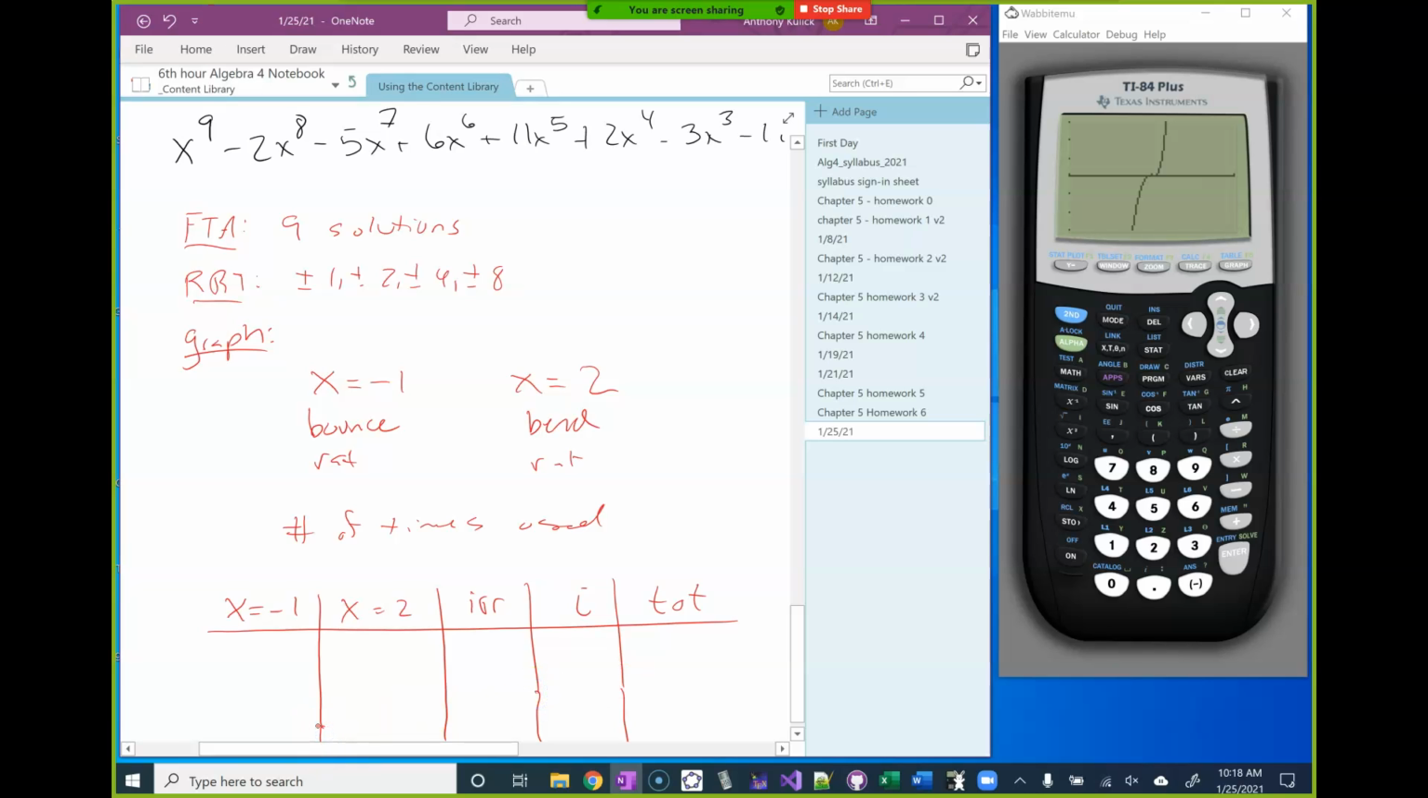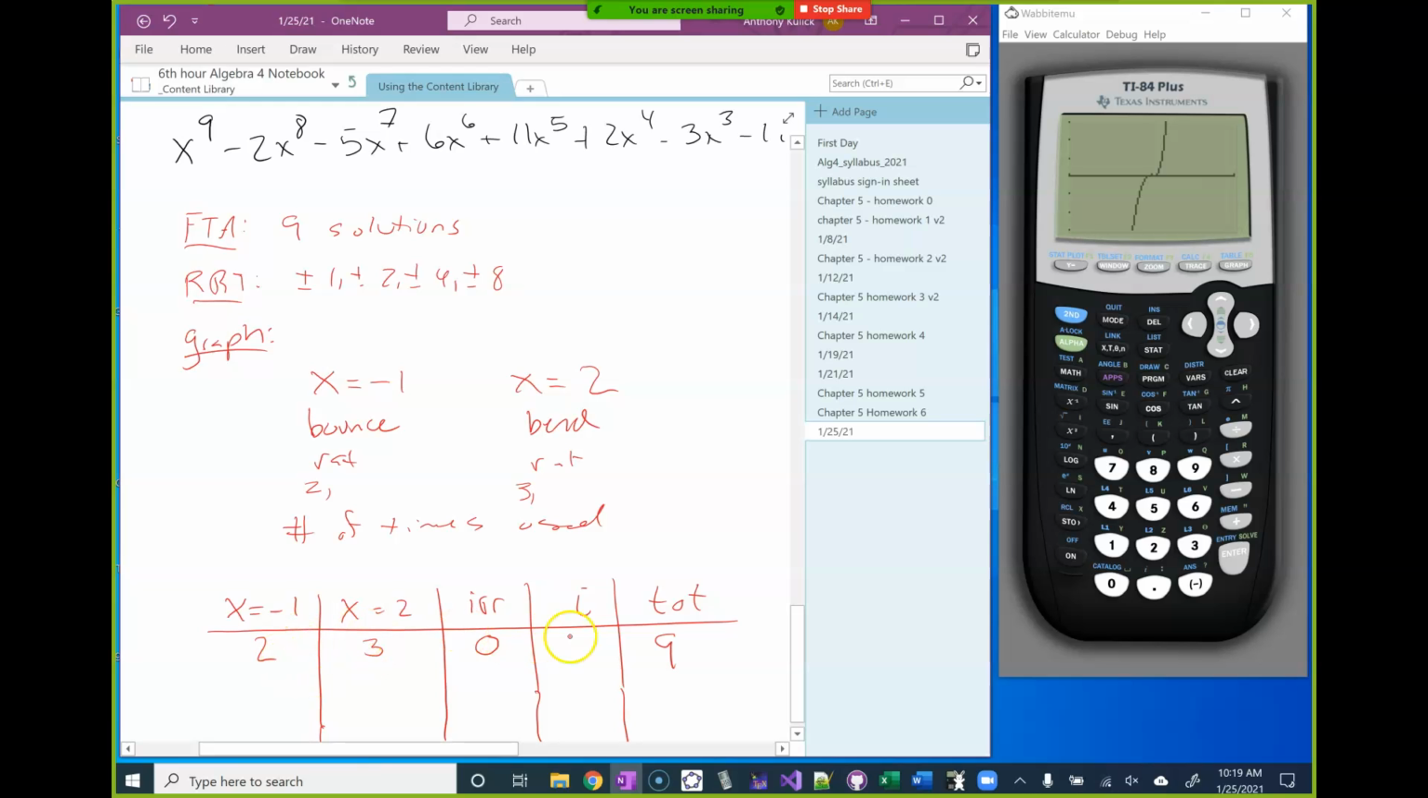Since -1 is a bounce, the least amount of times that's going to be used is 2, right? It has to be an even number, at least 2. For the bend, the least number of times it could be used is 3. We couldn't see any irrational solutions because there were no x-intercepts that were decimals, right? They're all whole numbers. So right now I have 5. So it could be that I possibly have 4 imaginary solutions, right?